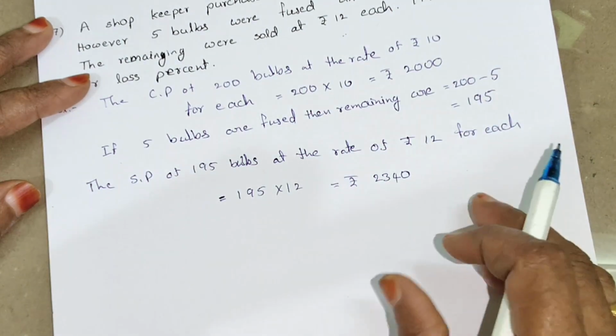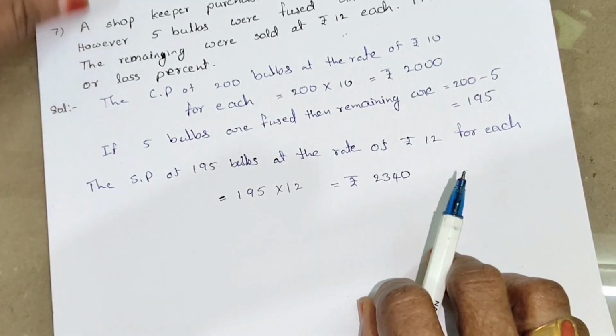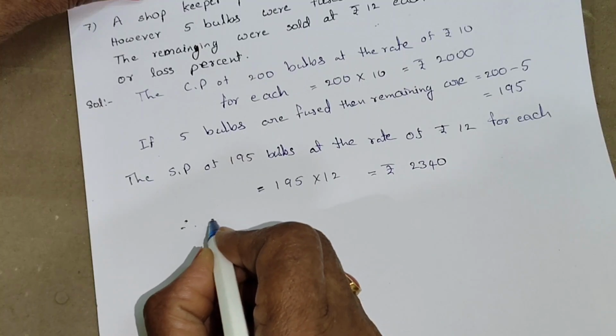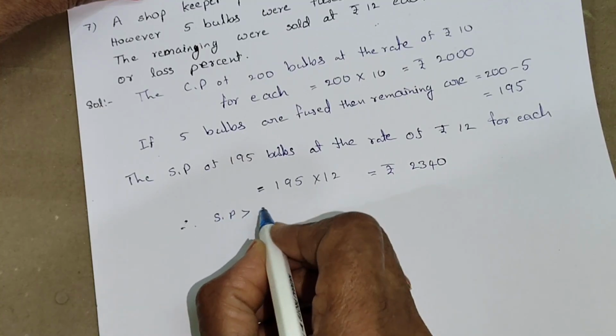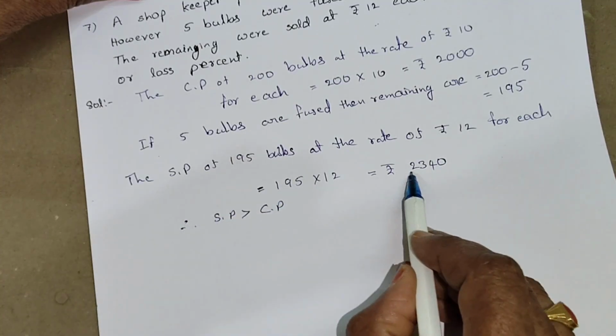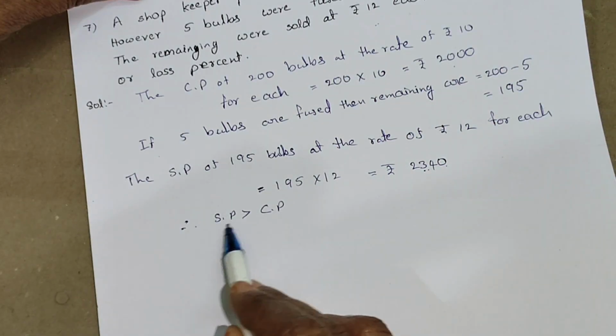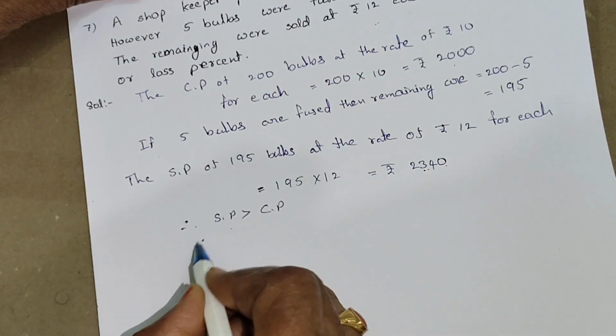So here the selling price is more. So is it profit or loss? Profit. Therefore we compare the selling price and the cost price. The selling price is 2340 and the cost price is 2000. The selling price is greater than the cost price, so here it is a profit.